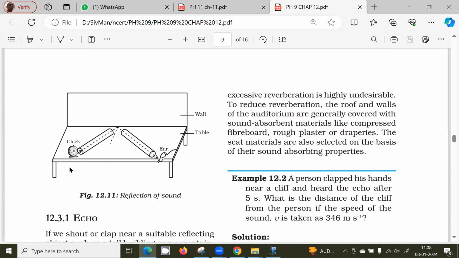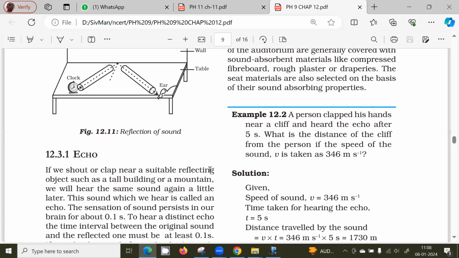For example, say this is the source of the sound, which is a clock, which is ticking. So if you have a pipe like this to make the sound flow through a narrow passage, and if there is a wall, it will reflect the sound. And if I place my ear here, I'll hear the sound here. Okay, so this is a reflection of sound, and this angle will be same. And echo is nothing but reflection of sound.